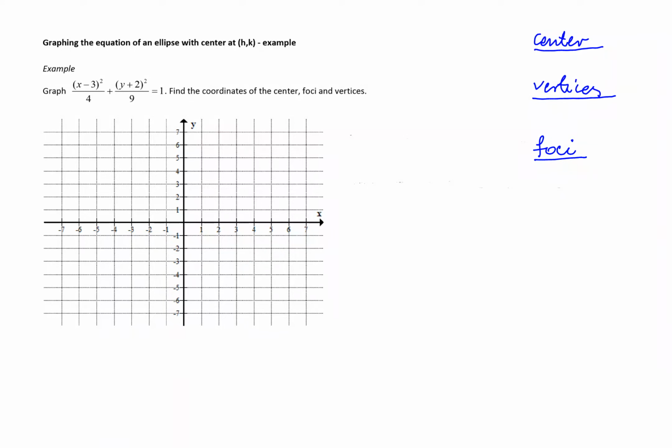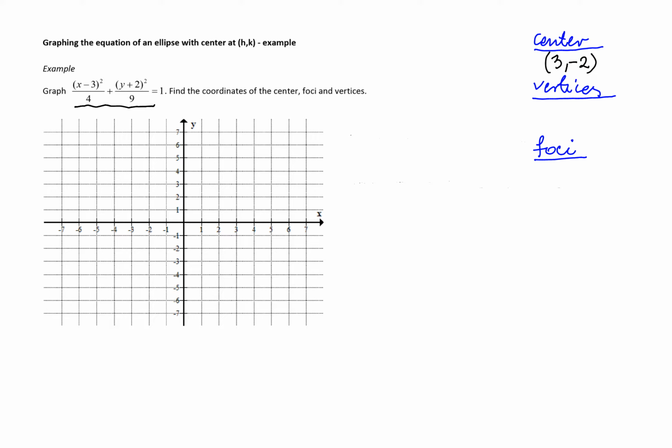In this example, we will graph the equation (x − 3)² over 4 plus (y + 2)² over 9 is equal to 1. This is the standard equation of an ellipse. The center of that ellipse is at the point (3, −2).